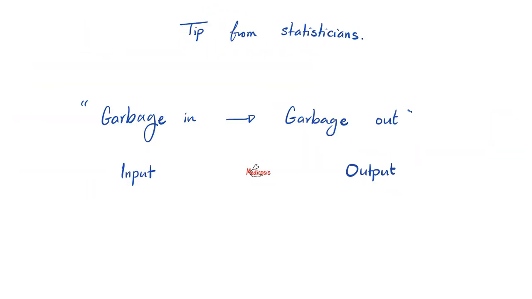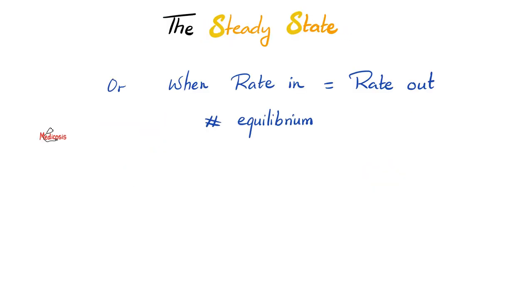Statisticians always tell us, garbage in, garbage out. If the input is garbage, the output is going to be garbage too. Just because you have data, it doesn't mean they are good data. They could be rubbish. Pharmacology has the same concept.